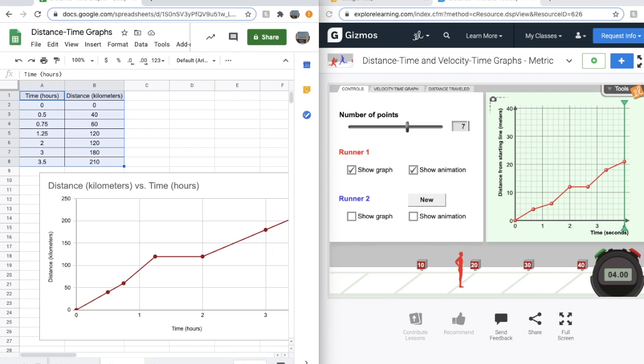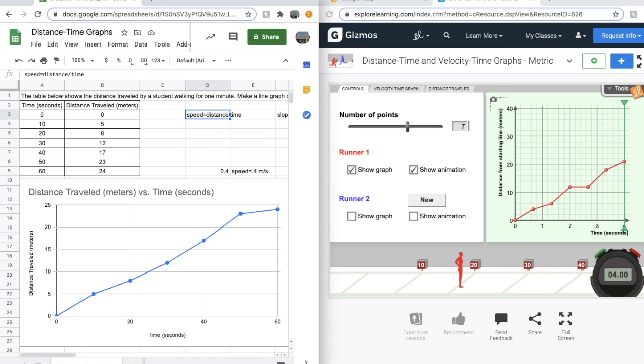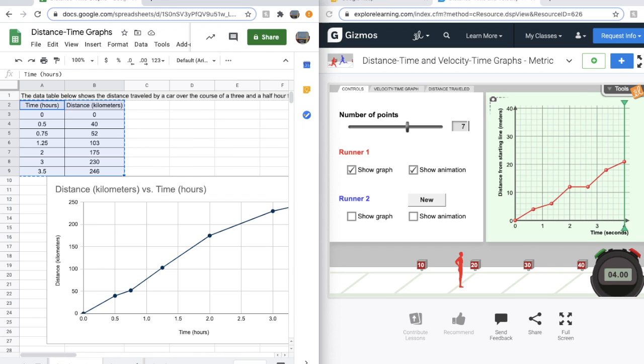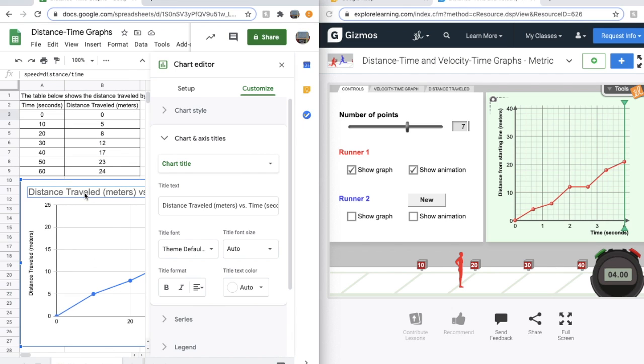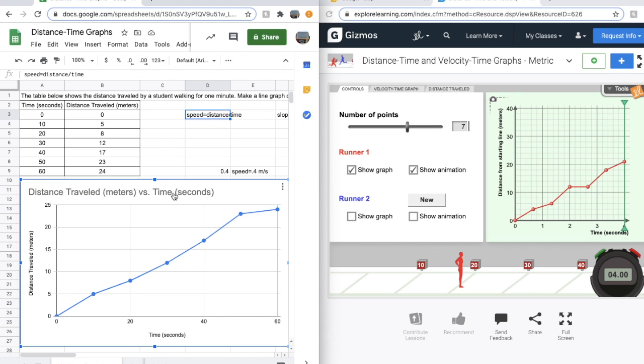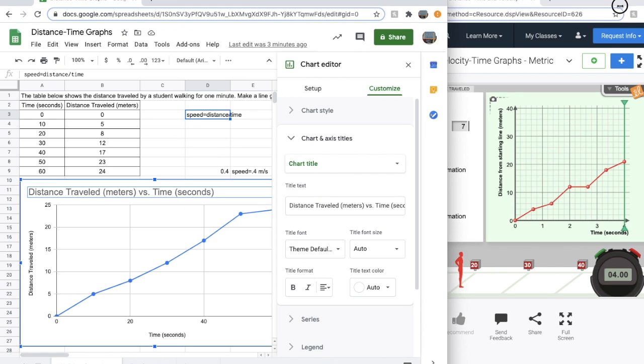So what I want you to do today, you don't have to do this third one with me, but make sure you have made the walking speeds and the car speeds, made your graph. The last thing I want you to do is to change the title, because I don't like the automatic titles it gives you. So let's get rid of this.